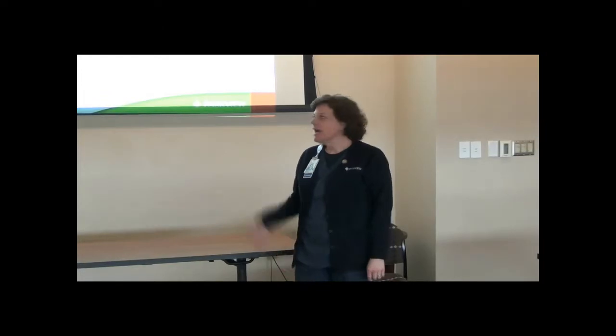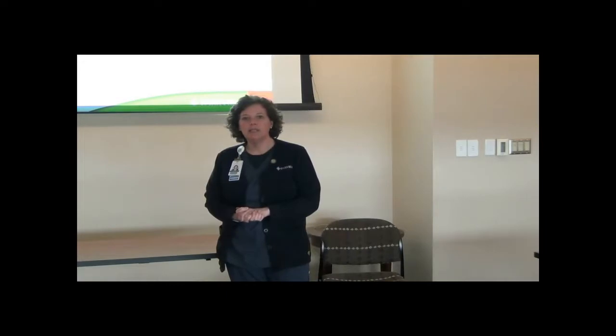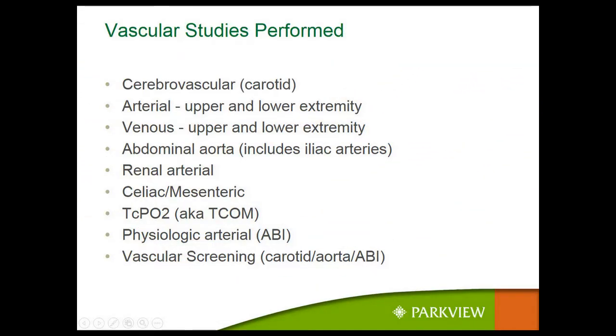This is Lisa Kurtz. I am going to give a presentation about vascular ultrasound and everything we do in the vascular lab. First of all, I'm going to explain the different tests that we do, and here they are. The first one is a cerebrovascular, most frequently called a carotid ultrasound. Next is arterial ultrasound, both upper and lower extremity. Venous ultrasound, both upper and lower extremity.